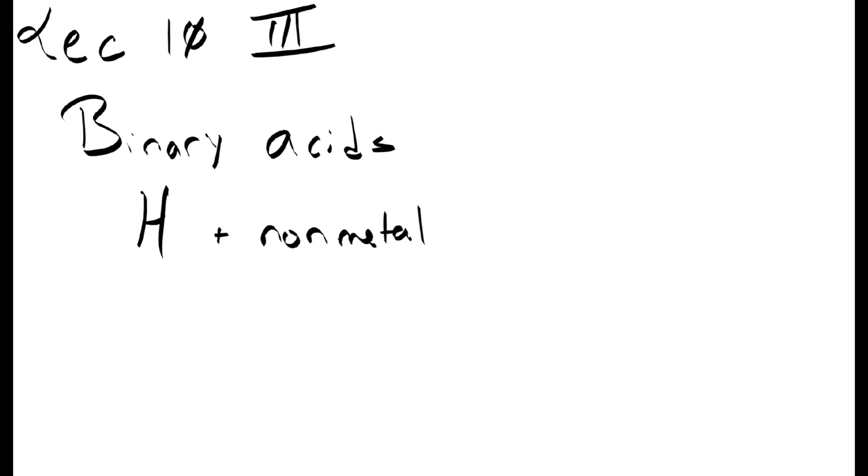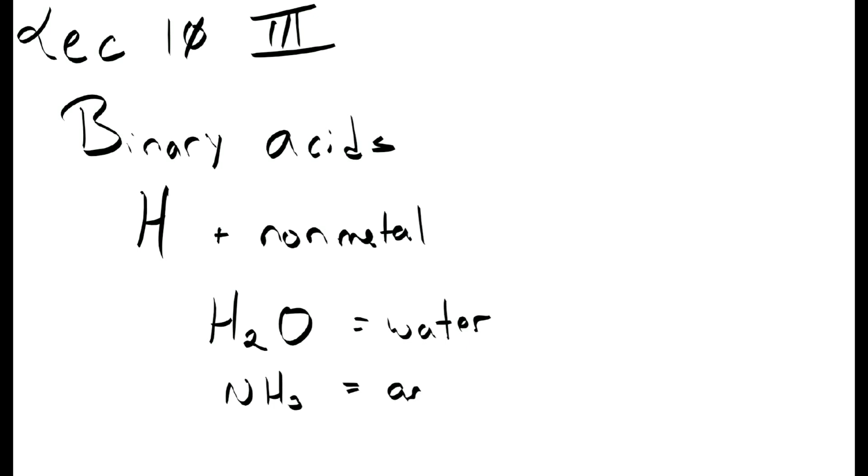So, a binary acid means it's just got two things: hydrogen and a non-metal. There are two significant exceptions to this. The first is hydrogen plus oxygen, which is just water. The other is hydrogen plus nitrogen, which is ammonia. Neither of these is really an acid. Water is the definition for neutral, and ammonia is actually a base. So, neither of these counts as an acid, but the other ones do.